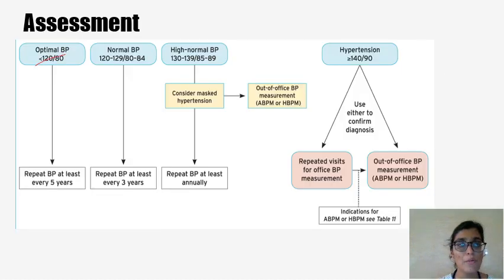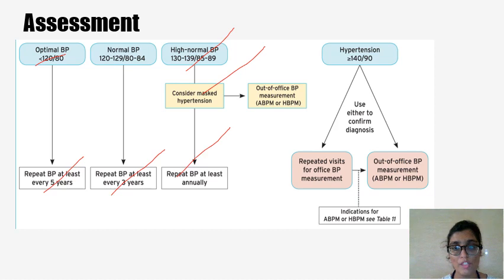When BP is less than 120/80, optimal BP, repeat BP at least every 5 years. Normal BP, that is between 120 to 129 and 80 to 84, repeat blood pressure at least every 3 years. High normal BP, that is 130 to 139 over 85 to 89, consider masked hypertension. Repeat BP at least annually.